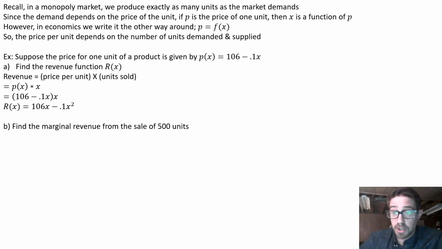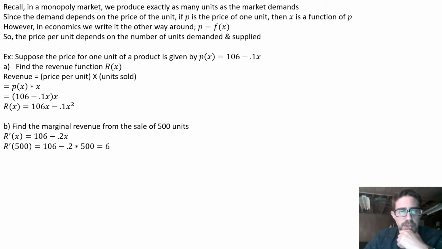Okay, so there's the word marginal, which means derivative, right? So this is just R prime of 500. R prime is easy, right? That's child's play for us. It's just 106 minus 0.2x. So there's your marginal revenue function. And then for 500, just plug in 500. 106 minus 0.2 times 500 is just 6. So right at the point when we're selling 500 units, that number is positive, so our revenue is increasing at a rate of $6 per unit sold.